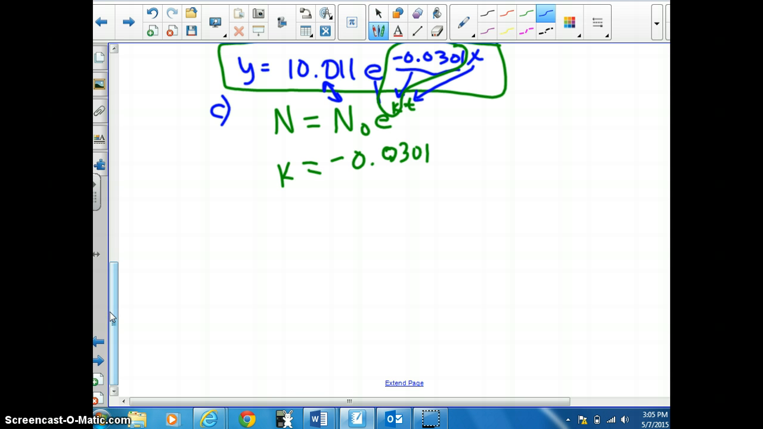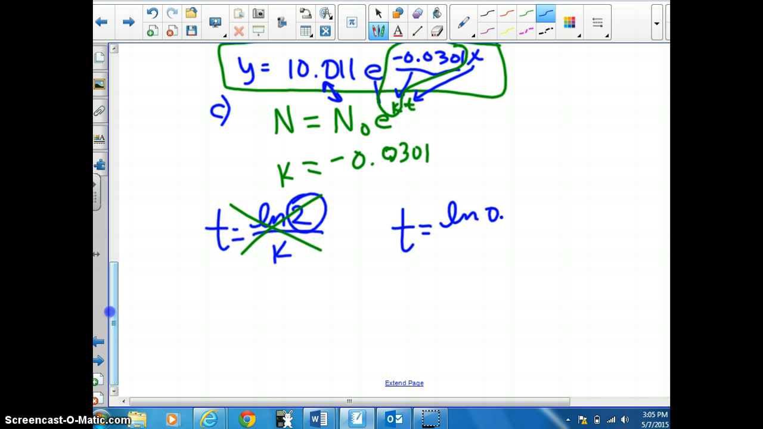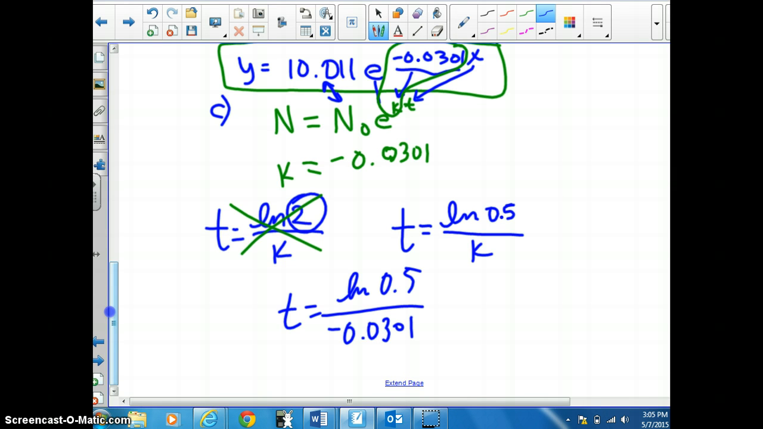We want to figure out a value for time. Remember, the other equation for time was to take the natural log of 2 over K. Well, that's great. That 2 was for doubling. Well, we don't want to double. We want half time. So we're going to take t equals the natural log of 0.5, which is 1/2, over K, where K was negative 0.0301. And when you divide that, you're going to get approximately 23. And so that tells me that the half-life is 23 minutes. In 23 minutes, it'll go from 10 grams to 5 grams.